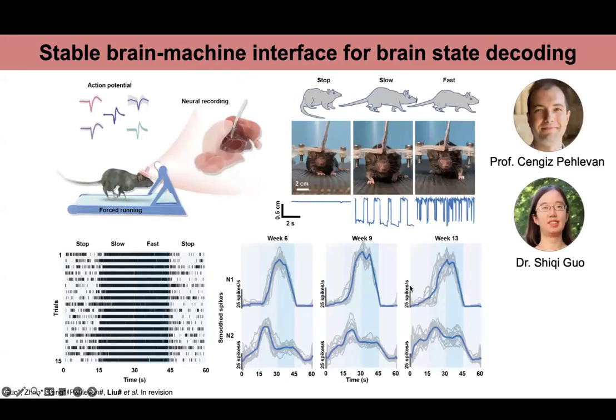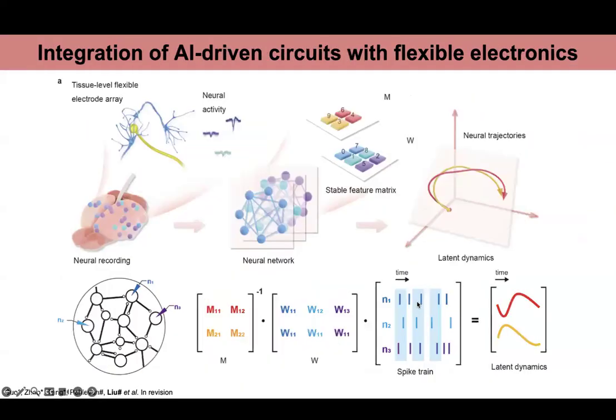But we don't have this issue. By using this flexible electronics, we can capture the activity from the same neurons. This motor movement-dependent neural manifold, or even the lower-dimensional structure like a neural trajectory, is always stable over this long-term implantation. And we can even use this stable recording as training data to directly train a deep learning network as an animal-specific brain decoder.